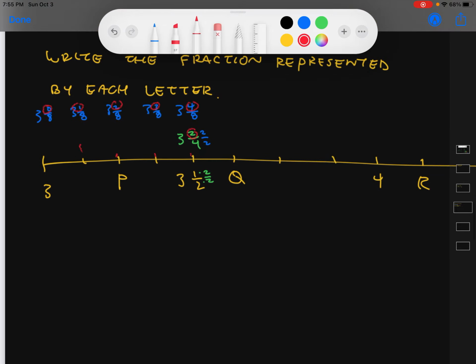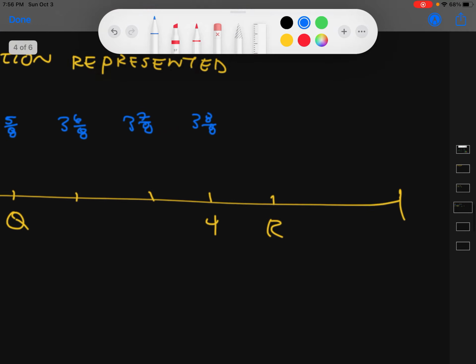And let's just use this system all the way through. So all I've done is just found equivalent fractions. 5/8, 6/8. And of course you can reduce those. 3 and 7/8. And look at this. This one's a little bit weird, but it's 8/8, because 8 divided by 8 is just 1. 1 plus 3 is 4.